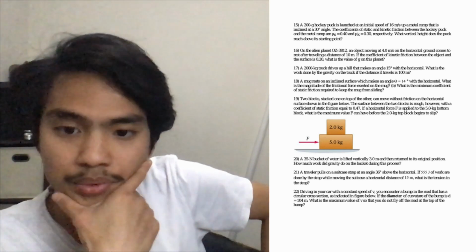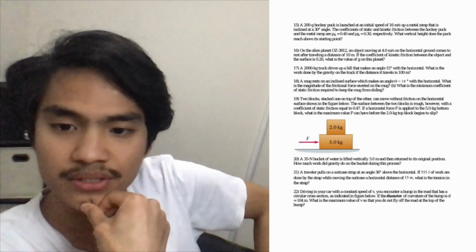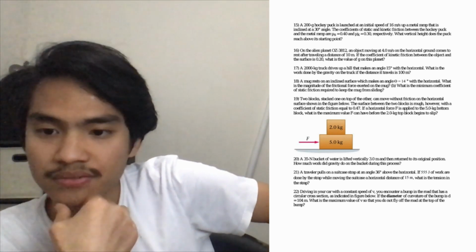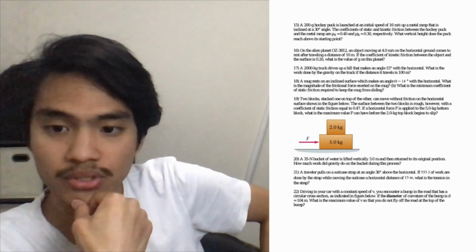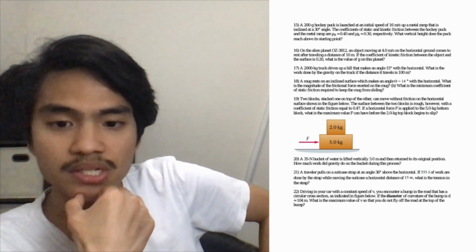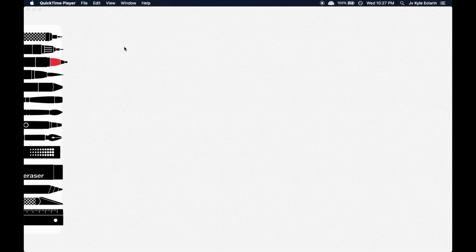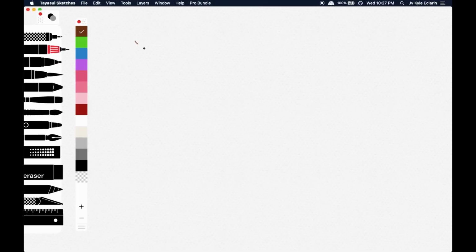Okay, so number 21. A traveler pulls on a suitcase strap at an angle of 36 degrees above the horizontal. If 555 joules of work are done by the strap while moving the suitcase a horizontal distance of 15 meters, what is the tension in the strap? We have our suitcase over here. Let's add some wheels. And then you have this. So this angle is given to us, I believe. Yes, 36 degrees.